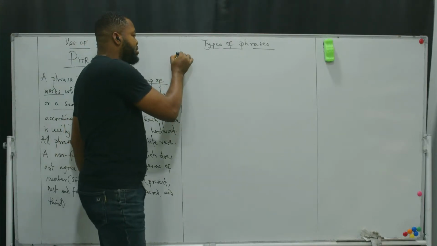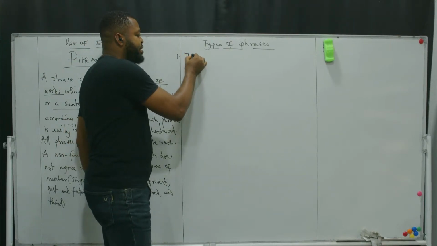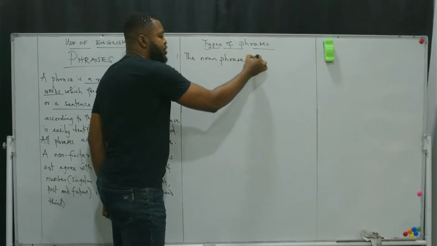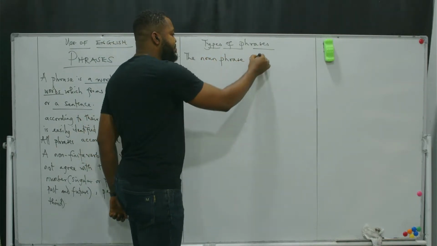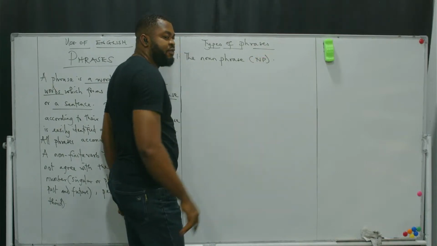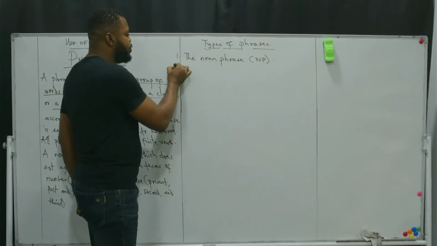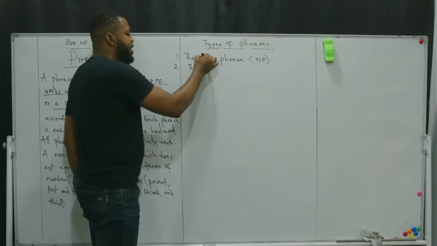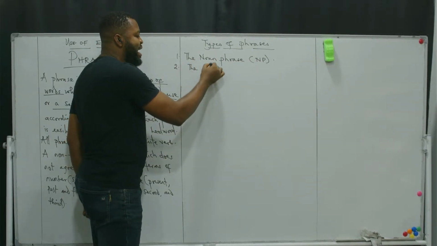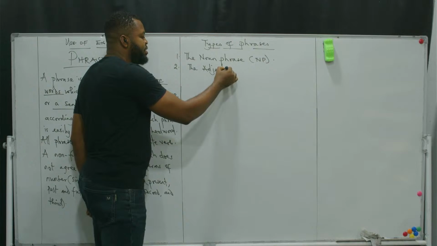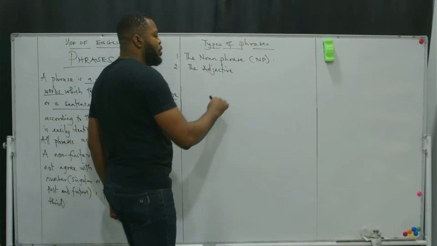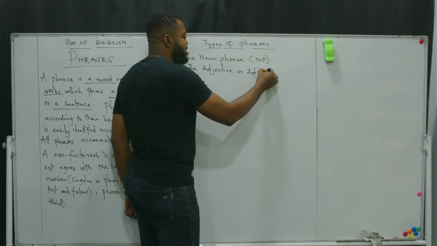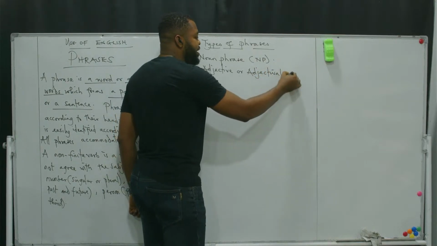So the first one is called the noun phrase. In short form, you can write NP. The noun phrase is called the NP. Then two, we have the adjective phrase, or you can otherwise say adjectival phrase.